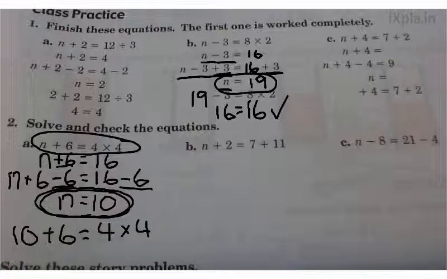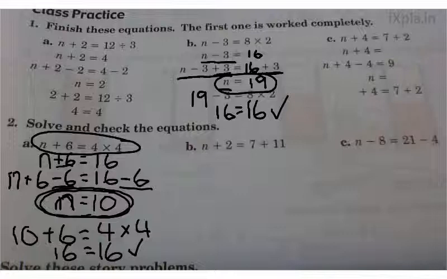10 plus 6 is 16. 4 times 4 is 16. Does 16 equal 16? Yes. So we know this is correct. If I were to ask you what the answer to this problem is, you shouldn't tell me 16 equals 16. I'm going to think, well, yeah, of course, 16 equals 16. But the answer is n equals 10. The 16 equals 16 just allows us to check the problem, to know it's correct.